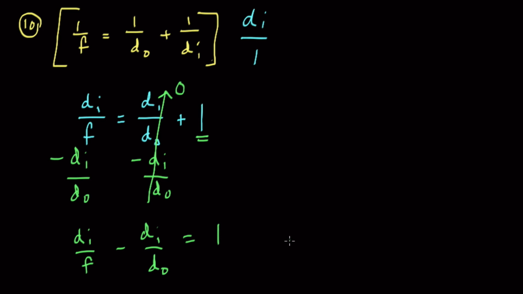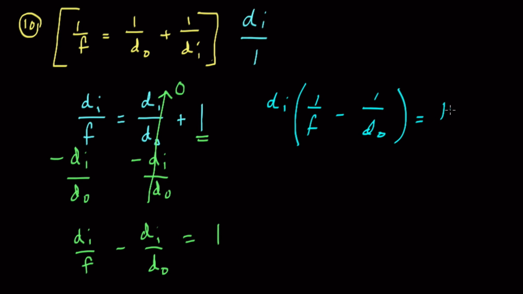Now I want to factor out that term, my unknown here. I want to factor out di. So how would I do that? I could write di times 1 over f minus 1 over do, and that equals 1.